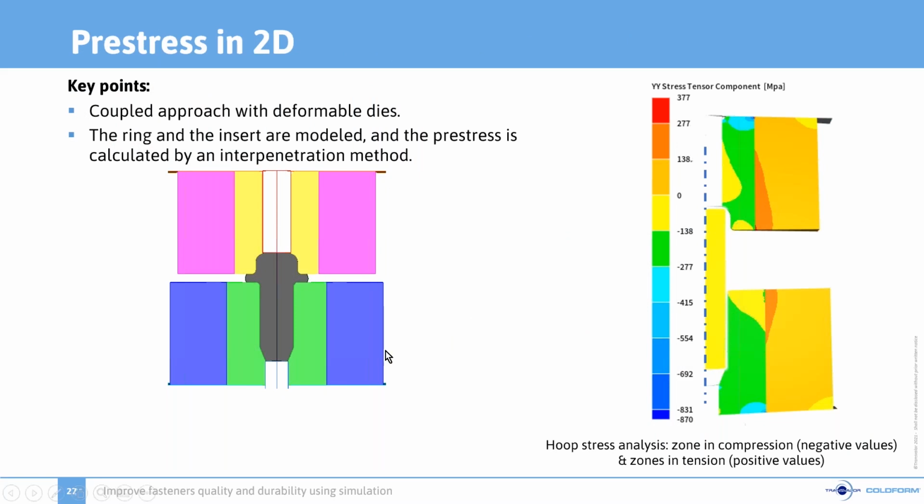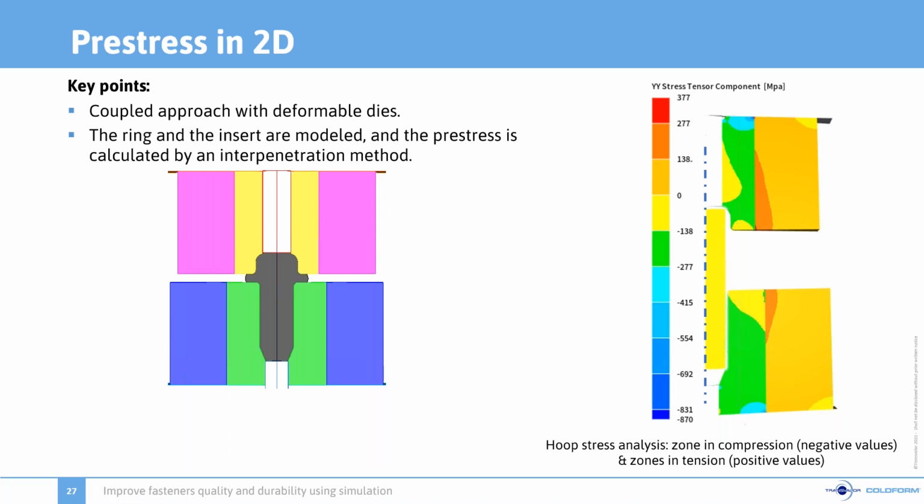An interface fit, also known as a press fit or friction fit, is a form of fastening between two tight fitting parts that produces a joint which is held together by friction. The use of outer rings improves the mechanical behavior of the die. In 2D, a coupled approach with deformable dies is used. The ring and the insert are modeled, and the pre-stress is calculated by an interpenetration method. To the right, we see the YY component of the pre-stress tensor at the first increment.